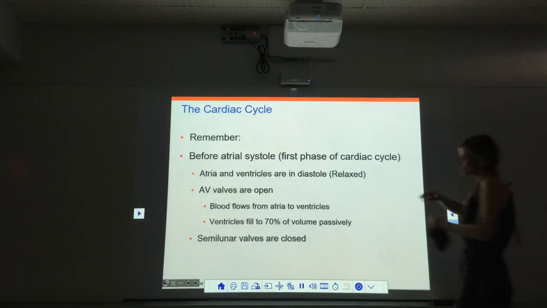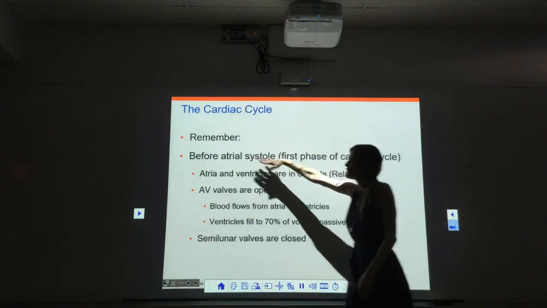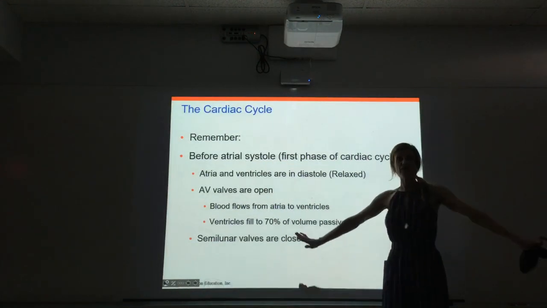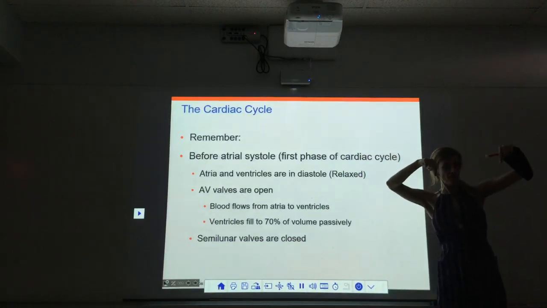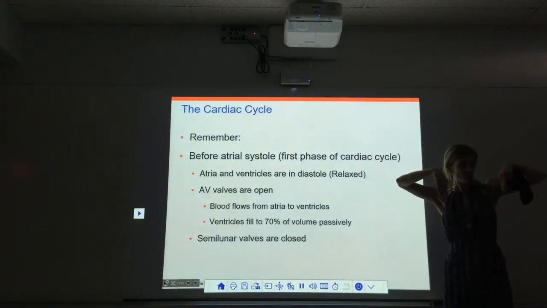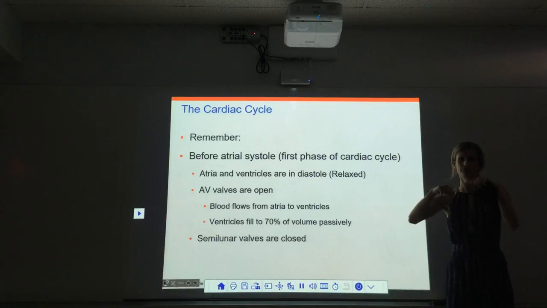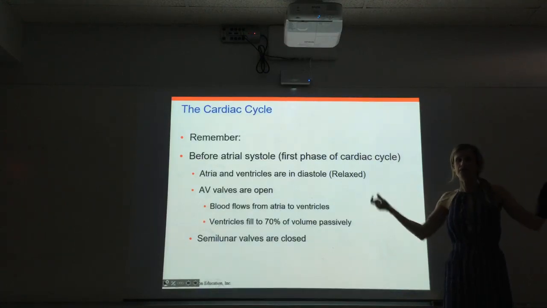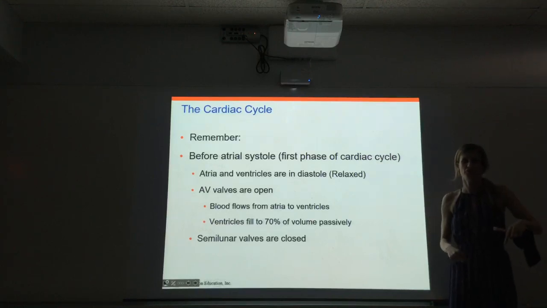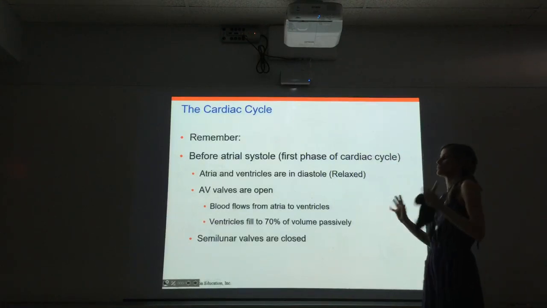So, we're gonna talk through. Remember, before atrial systole, at the very beginning, blood is flowing into the atrium. The AV valves are open, so it's flowing down to the ventricles. The whole heart's relaxed, everything's in diastole, and the blood is just getting returned to the heart. It's going into the atria, down to the ventricles.